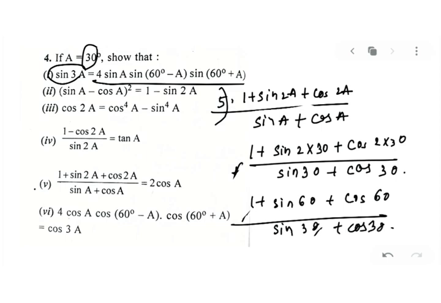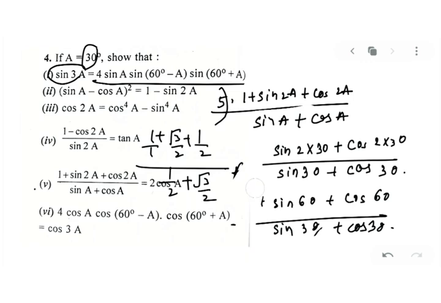Now you have to put in the values. 1 plus sin 60, so sin 60 value is root 3 upon 2, plus cos 60, that is half, upon sin 30, that is half, plus cos 30, that is root 3 upon 2. Yes dear, you have to take the LCM. Shall I erase this part?